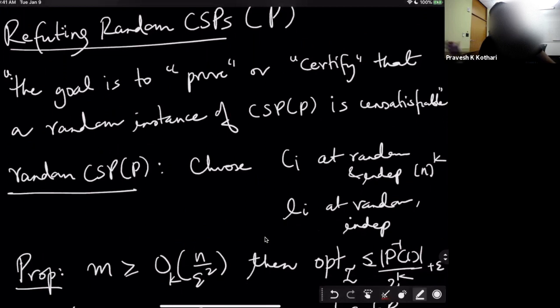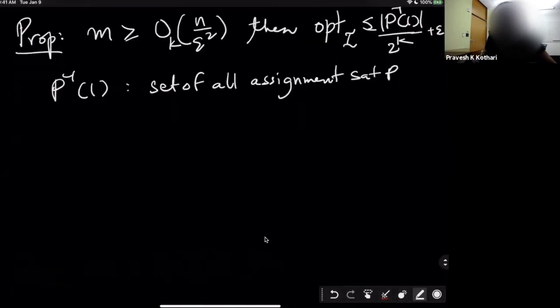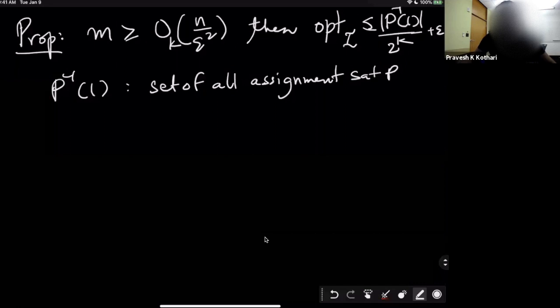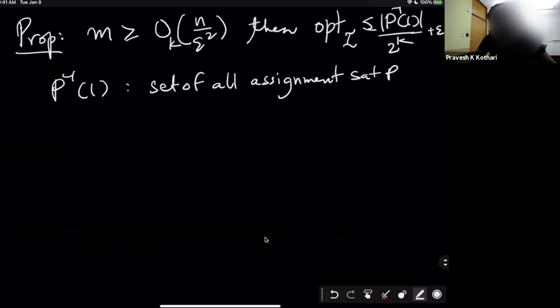So the definition of a general CSP and a random CSP makes sense. And it also makes sense that a random assignment, or at least no assignment, satisfies significantly more than this P inverse 1, the size over 2 to the K fraction of the constraints. Good. So now I can state the refutation problem.